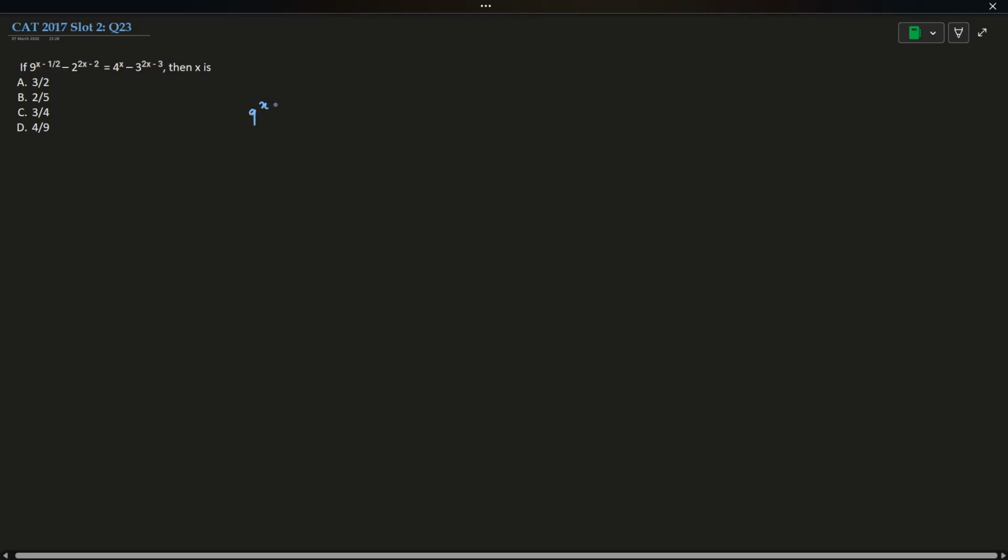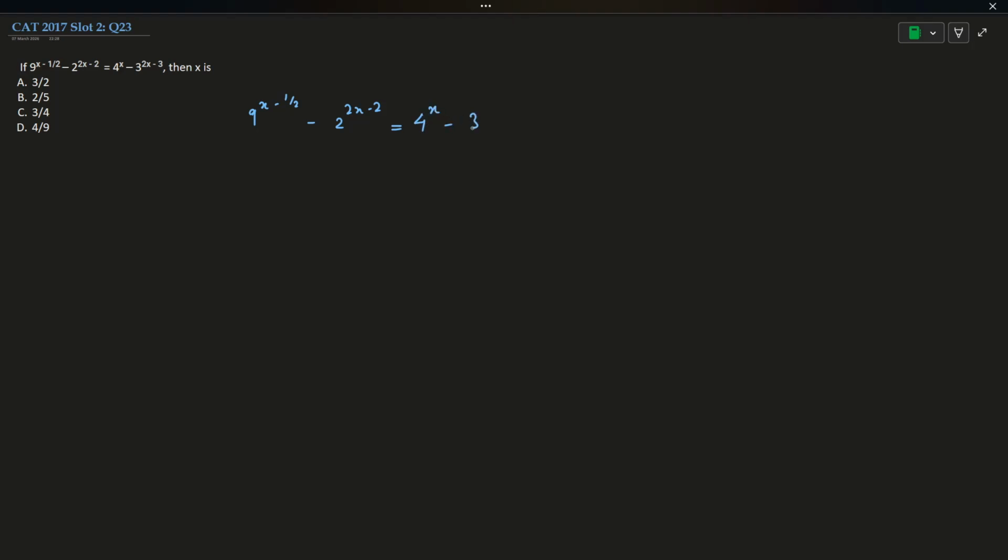I have 9 to the power of (x minus half) minus 2 to the power of (2x minus 2) is equal to 4 to the power of x minus 3 to the power of (2x minus 3). Right? Try to express each term as a power of a prime number. So this can be written as 3 square to the power of (x minus half) minus 2 to the power of (2x minus 2) as it is. 4 can be written as 2 square to the power of x minus 3 to the power of (2x minus 3) as it is. This can be written as 3 to the power of (2x minus 1), right?